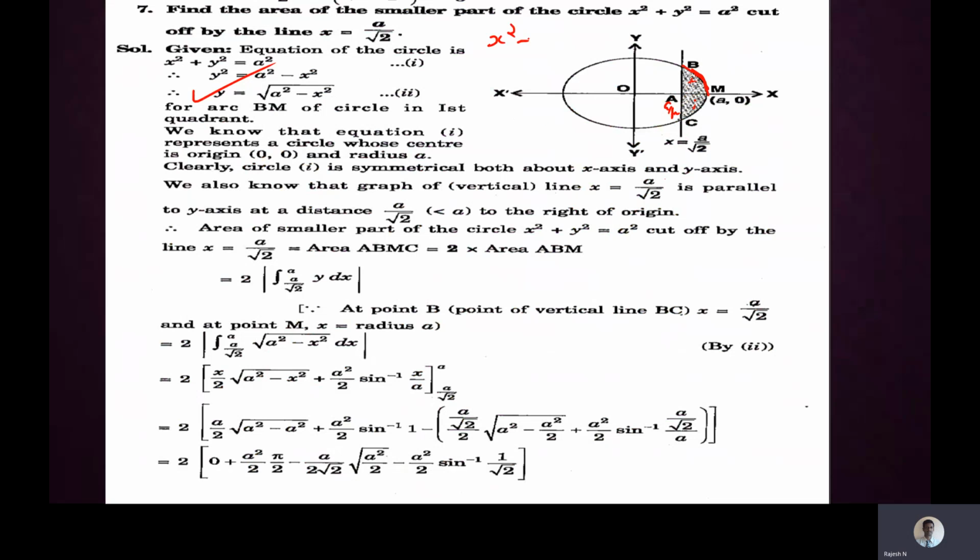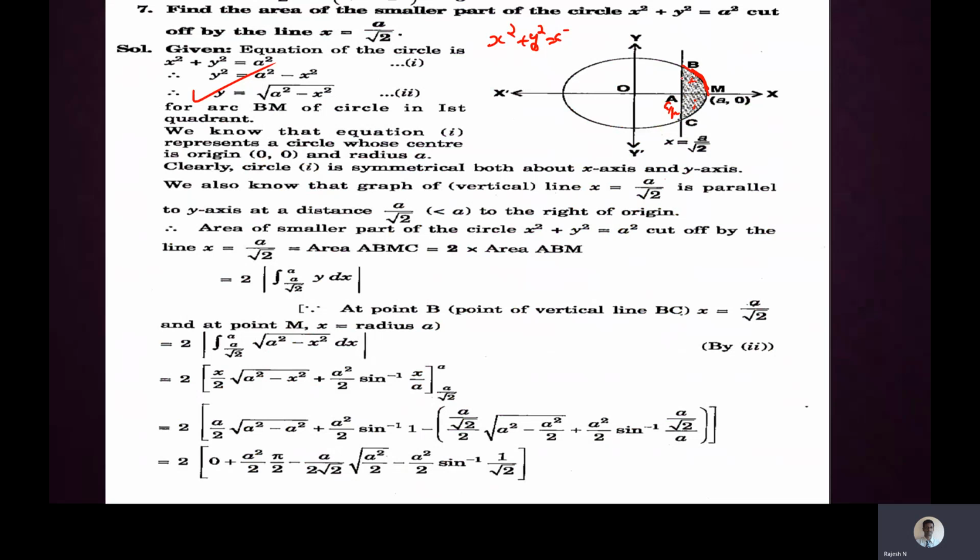Why? You know x squared plus y squared is equal to a squared. If you substitute minus x instead of x, you are getting the same equation. Instead of y, you are substituting minus y, you are getting the same equation. So it is symmetrical with respect to the x and y axes. So you multiply by 2 only. So 2 into the integral from a by root 2 to a of y dx.